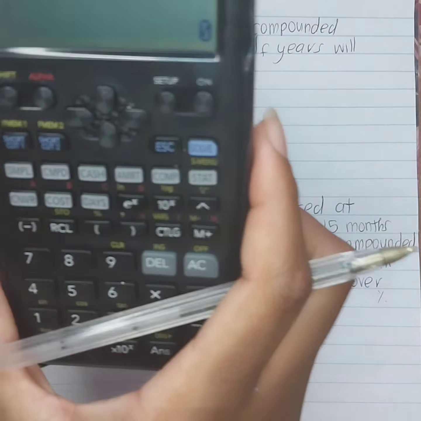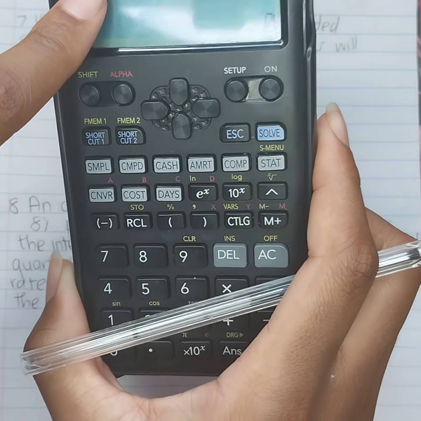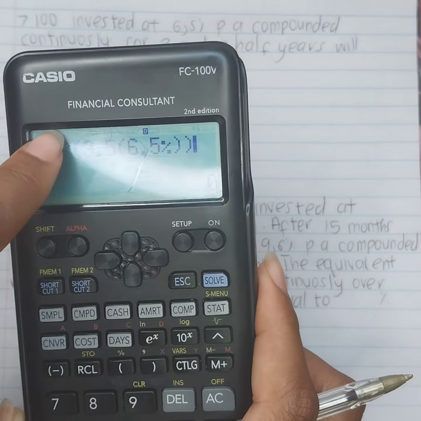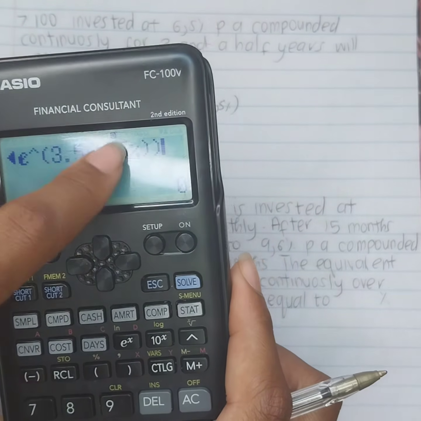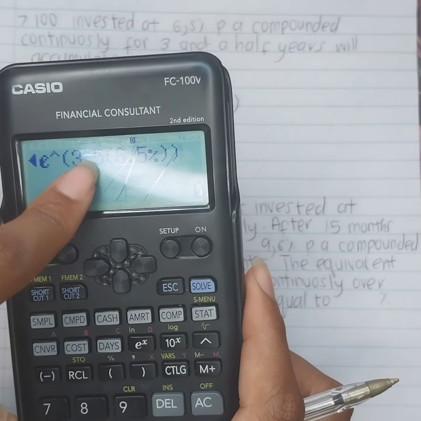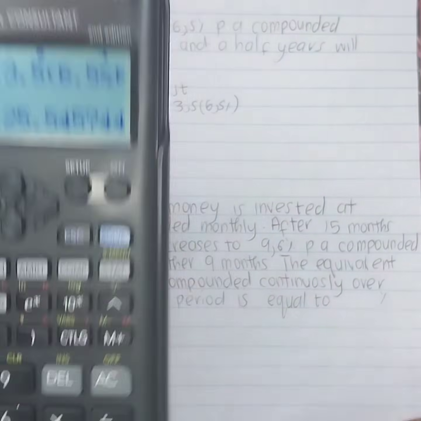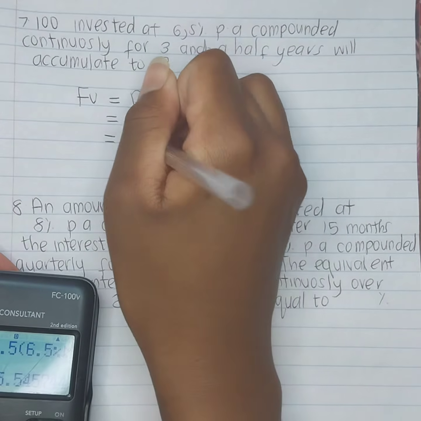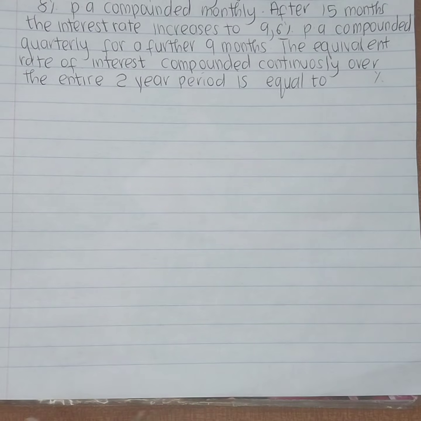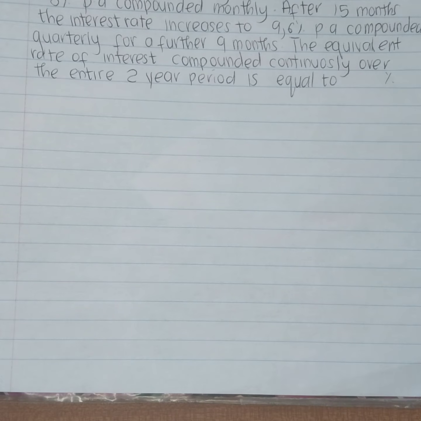Please don't make the mistake of closing this first bracket, because your answer is going to be wrong. Remember, this calculator is not the basic calculator that we know of. So if you close the bracket, you are saying you are done inserting what you want e to be raised to. So open another bracket, then close two brackets. Okay, and that will give you 125.55.